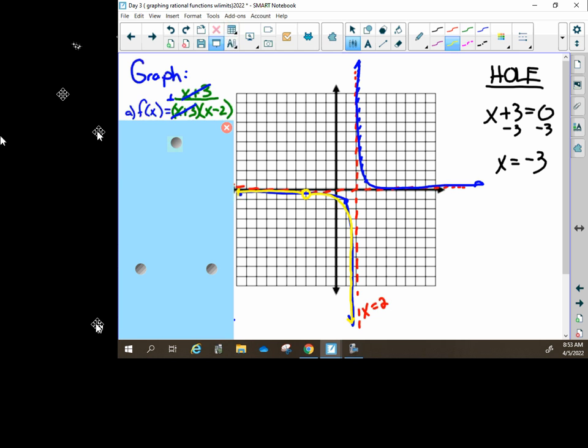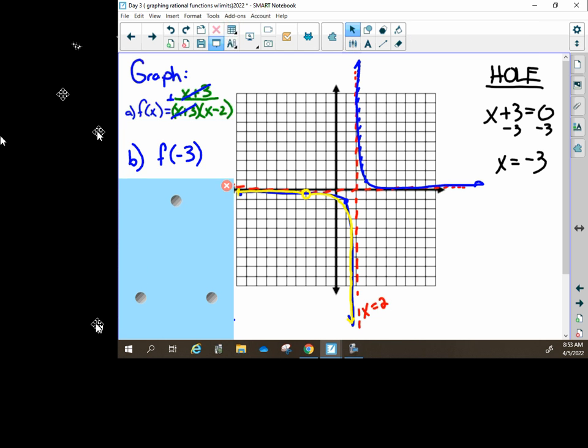Okay, now that's an asymptote right there. If I asked you to find out, what is the function, what's f of -3? Yeah, it's undefined.